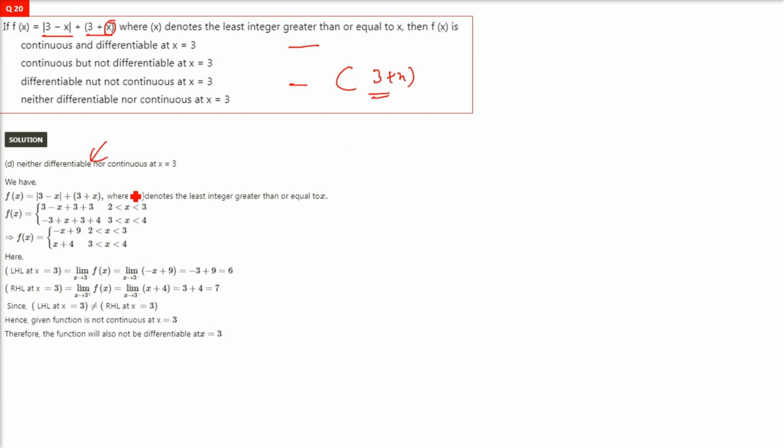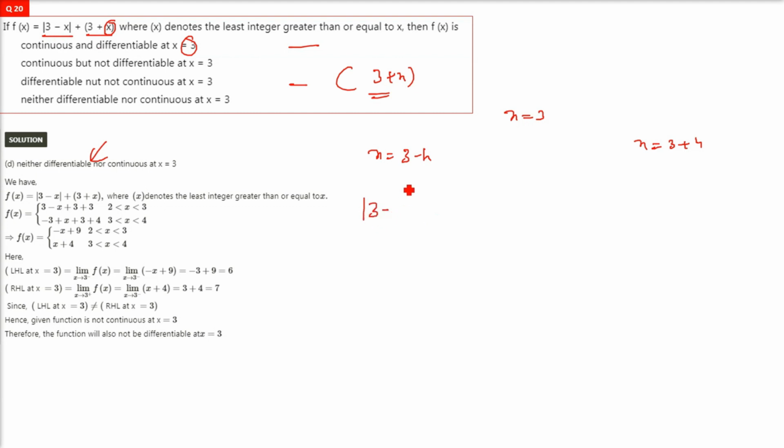The greatest integer function is [3 plus x]. The whole is 3 plus x. Then we have a round bracket, and that round bracket is suggesting it is the least integer greater than or equal to x. Okay. So we'll put x as 3 minus h and x as 3 plus h. We have to check at x equal to 3 because all the options are at x equal to 3. So x equals 3 minus h on the left, x equals 3 plus h on the right.